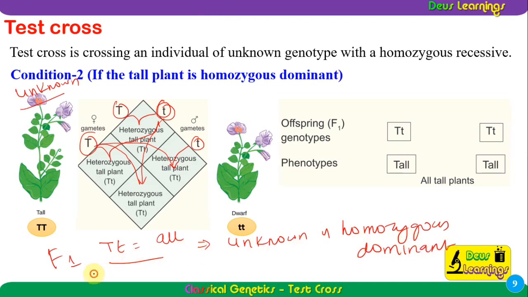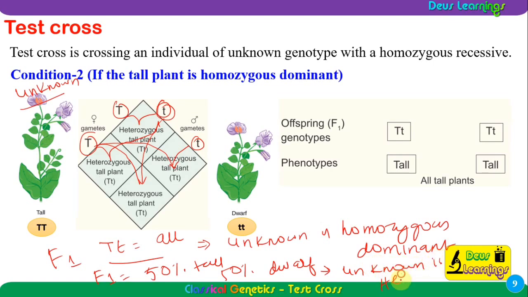And if the F1 generation is 50% tall and 50% dwarf, then what? Then the unknown is heterozygous dominant. Clear? I hope you're clear.